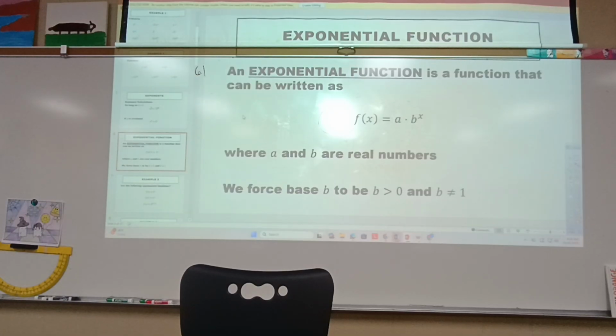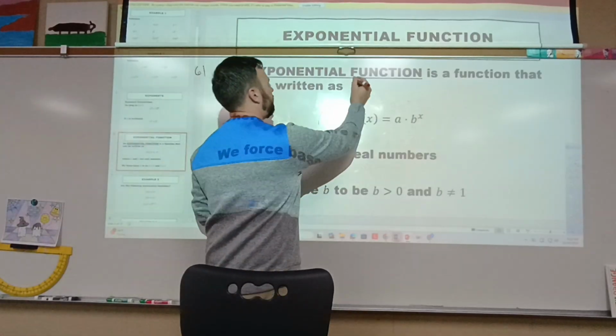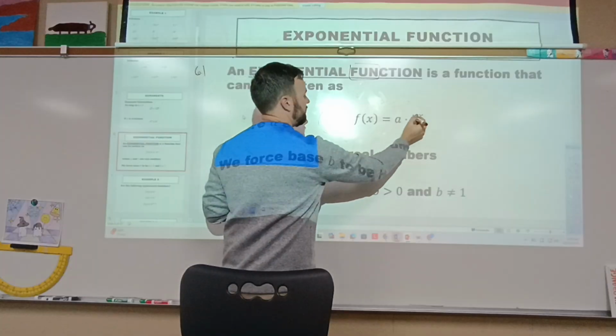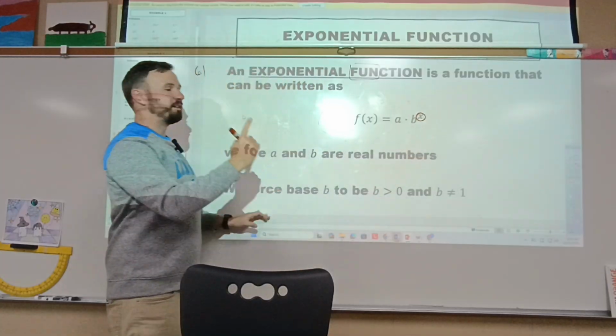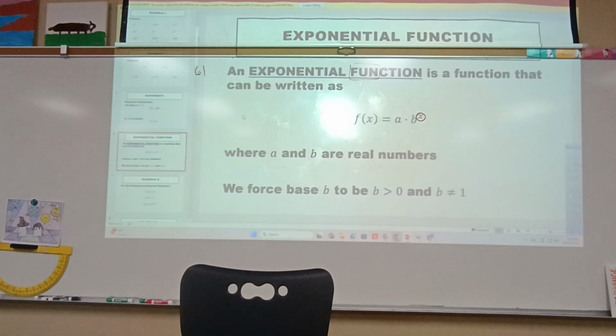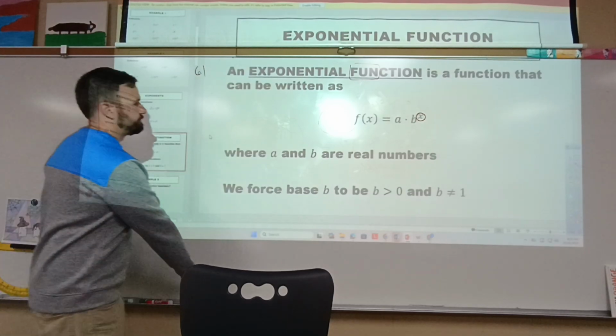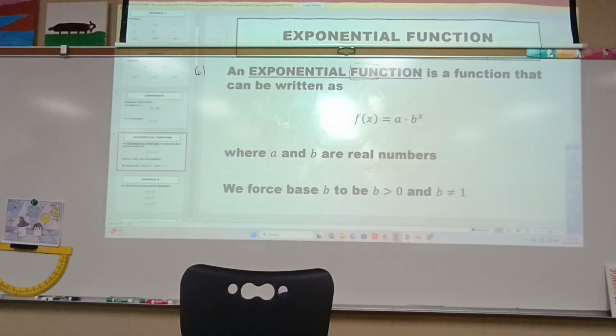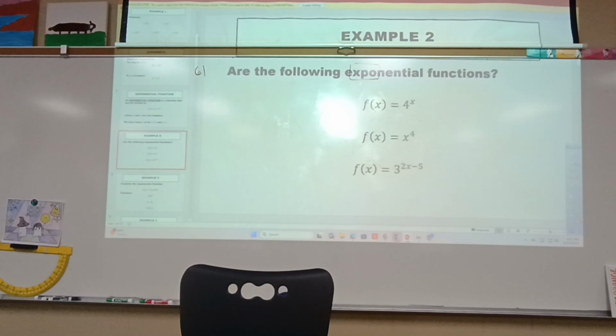Exponential function. What is an exponential function? An exponential function, put the fun back into function, is a function where x is in the exponent, okay? Everything we did before is non-exponential. So we're going to switch where the x is, okay? So x has to be an exponent to be an exponential function. That's a lot of x's. So let's go through these.